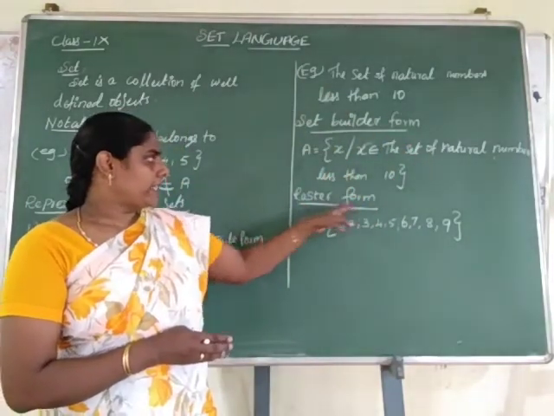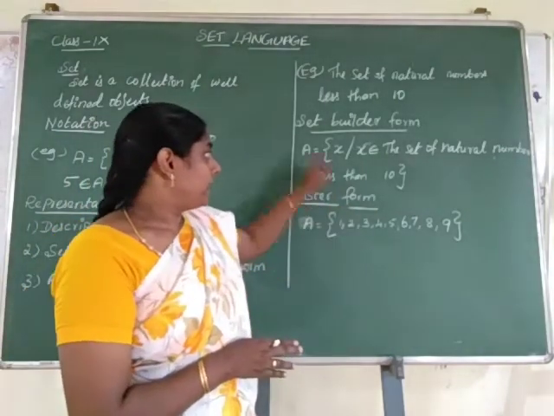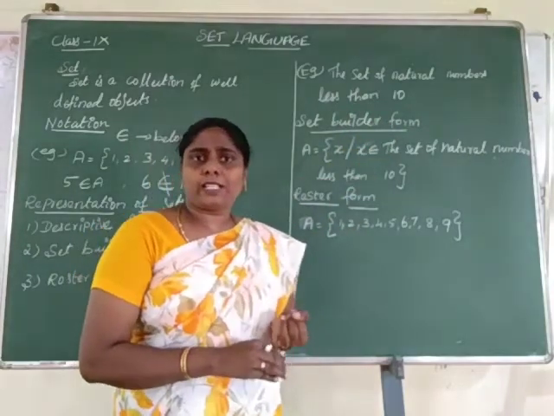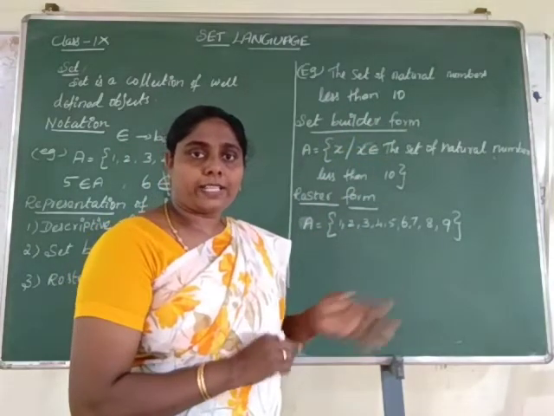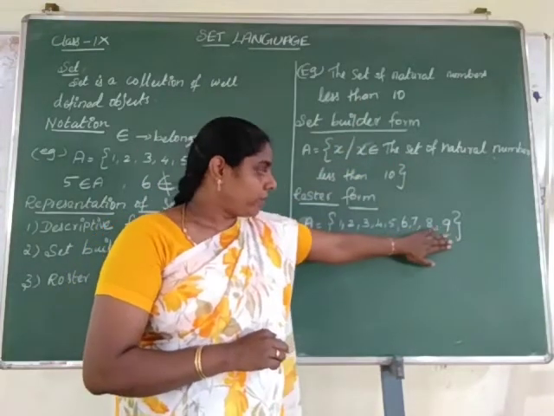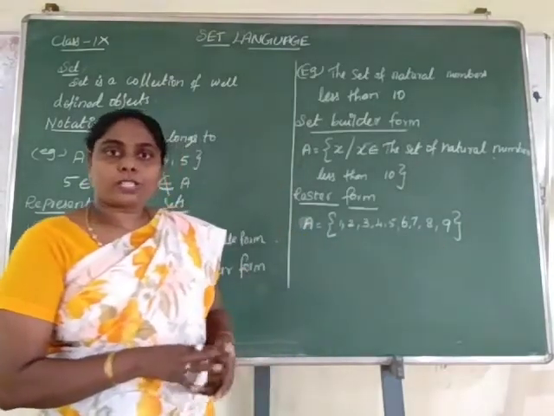And the third one is roster form. That roster form is A is equal to the set of all natural numbers less than 10 only. So what are the elements present in that? 1, 2, 3, 4, 5, 6, 7, 8 and 9, because it is less than 10 only. So up to 9 only you have to write. So these are all the elements. This is the third form, that is roster form of the set.